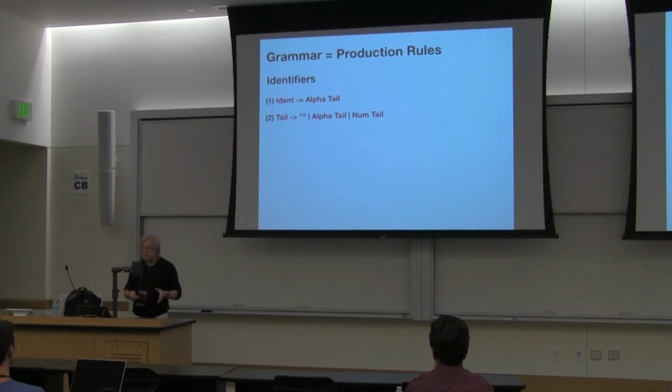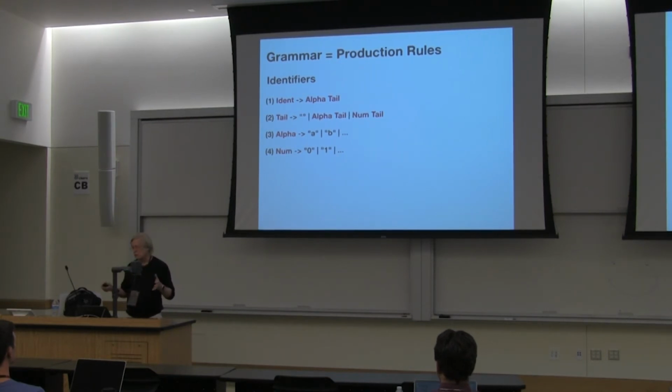A tail can be derived to one of three possibilities: an empty string, alpha followed by tail, or num followed by tail. Alpha can be derived to a letter of the alphabet, and of course you guess what's coming next. Num can be derived to 0 or 1, or, well, the numerals 0 through 9.